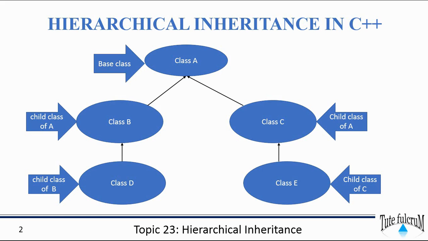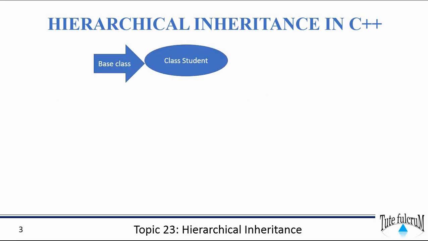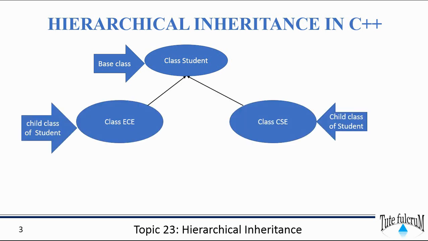To understand this, let's take an example and implement it in C++. Say, for example, we have a class student. Let's consider this as a base class, and in this class we are going to add the student details. And from the student class, we are categorizing the students as those belonging to the ECE department and those belonging to the CSE department. So that is going to be the two child classes for our class student. Let's implement this in the code and see how the flow is.